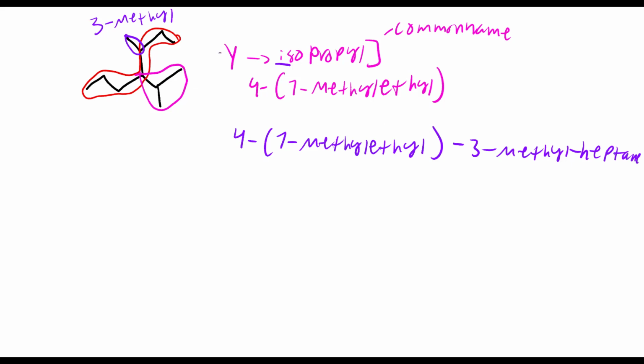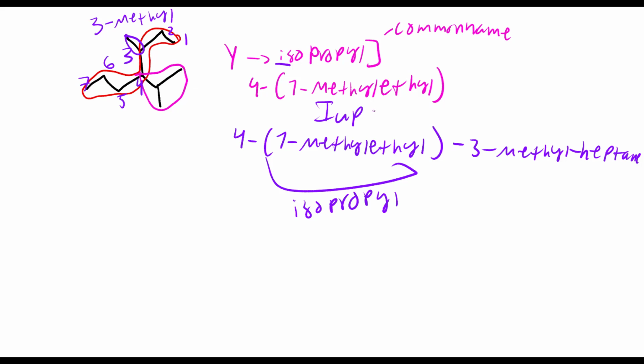The heptane comes from the 7 carbons, so this is 1, 2, 3, 4, 5, 6, and 7. So that is a 4-(1-methyl ethyl)-3-methyl heptane. Of course, this right here is just isopropyl. That's just a more complicated IUPAC name, right? So this is IUPAC. And this is going to be common.